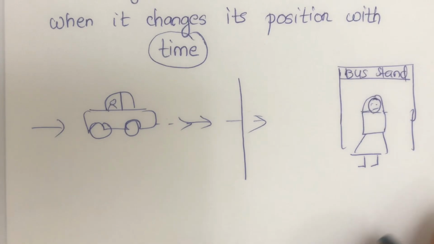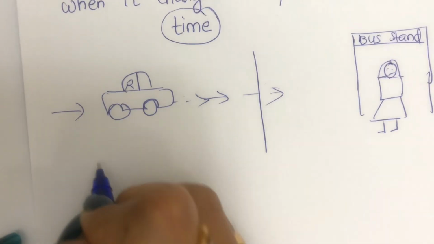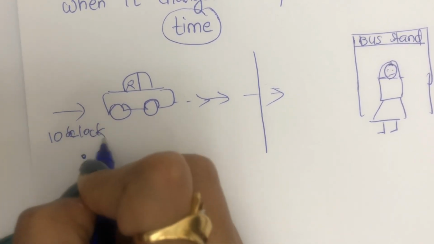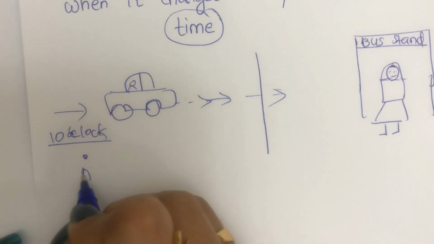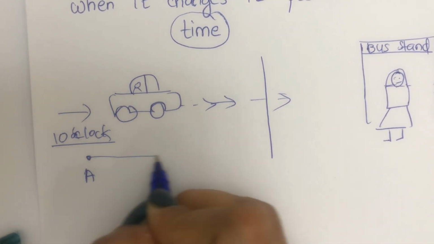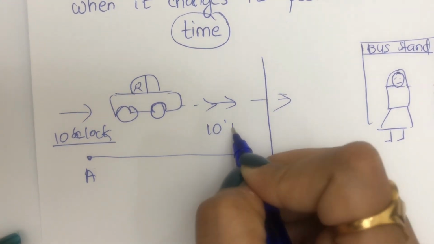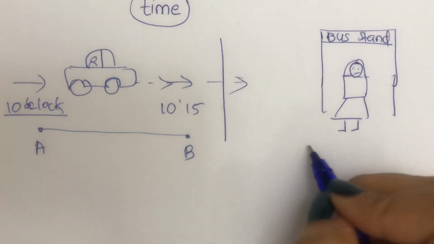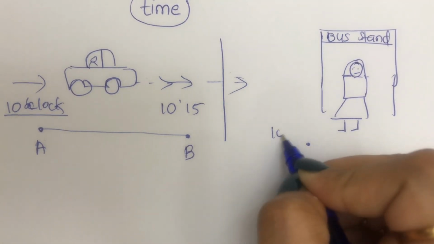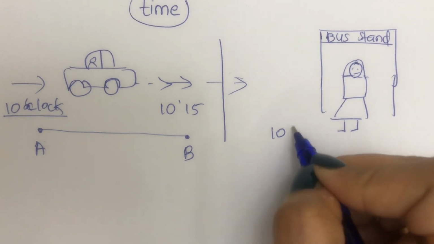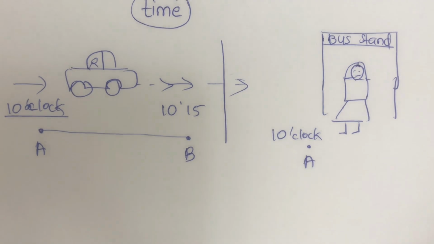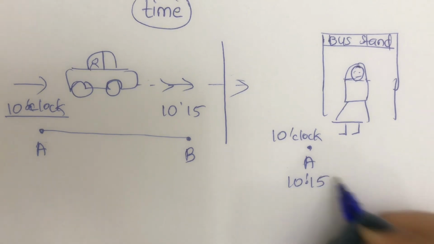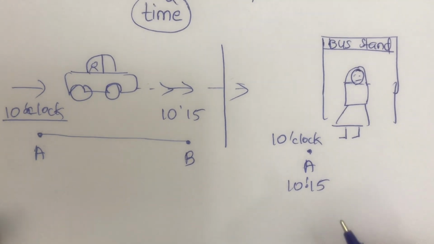Okay, so imagine at 10 o'clock, this car is at position A, and at 10:15 the car moved to position B. Okay, and imagine Usha at 10 o'clock at position A, and Usha at 10:15 also at position A. Now who is moving?